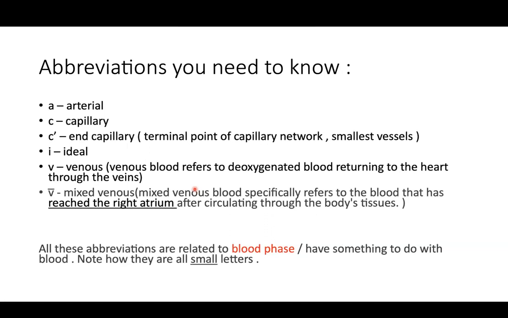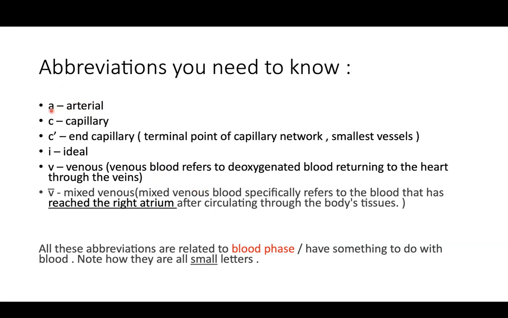Some other abbreviations, and these are blood phase abbreviations. That means they have something to do with the blood or something to do with the circulatory system. And they're all small letters, if you notice. So how I would relate it is blood is circulatory. So yeah, blood phase. Arterial is small a.